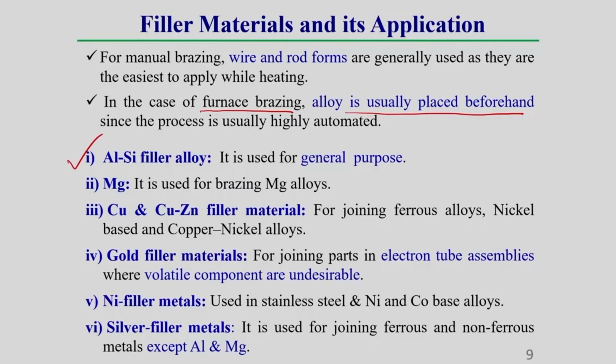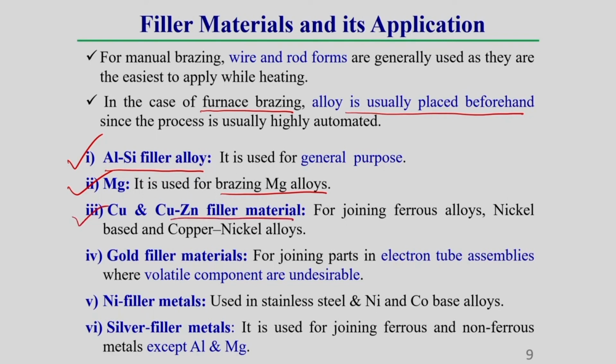Now, the filler materials which are commonly used, I have classified here. It can be aluminum silicon types of alloy, which is a very general purpose type of filler wire. It can be magnesium filler wire, which is generally used for brazing of magnesium alloy. Then the filler wire can be copper or copper zinc types of filler material.